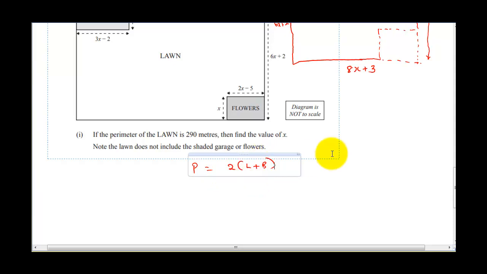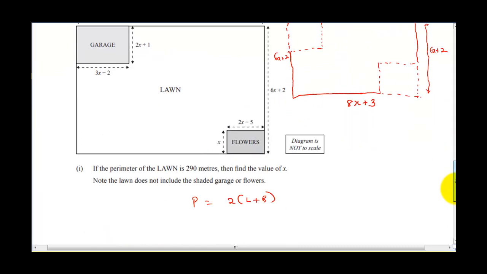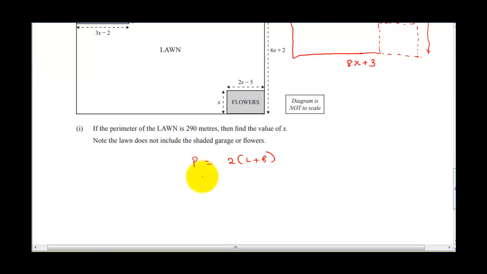Because the length plus the breadth are repeating themselves, we're going to add this side plus this side plus this side plus this side. So length plus breadth, and that is going to give us 2 times the length plus the breadth. Now recall the question says the perimeter is 290, so we're going to do 2 times our length, 8x plus 3, plus our breadth, 6x plus 2. So this is going to be 290, equal to 2 times.